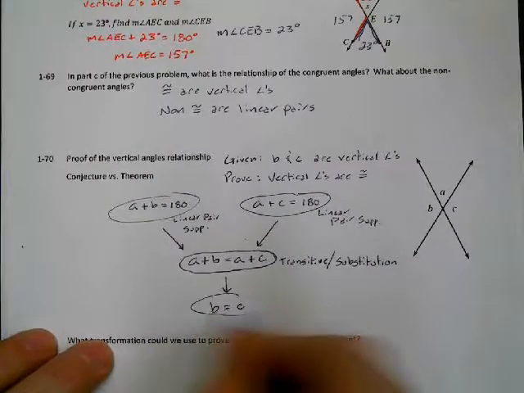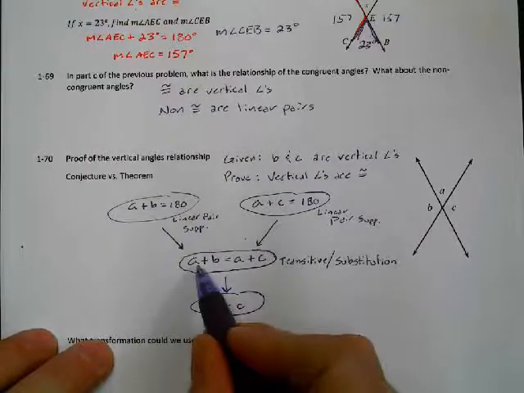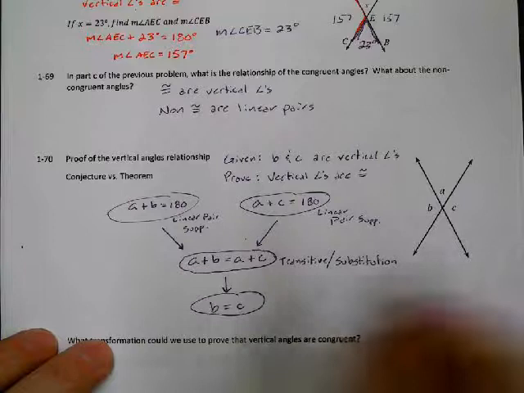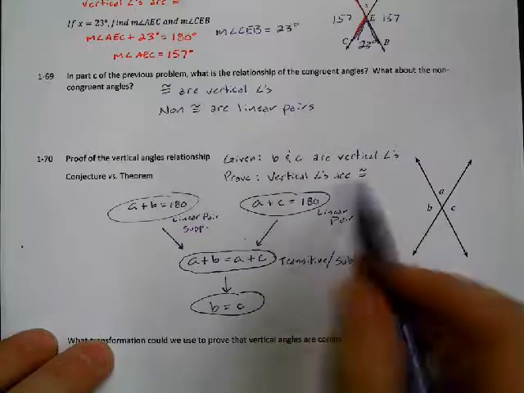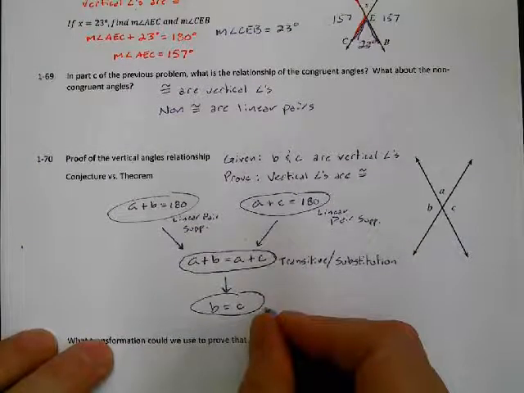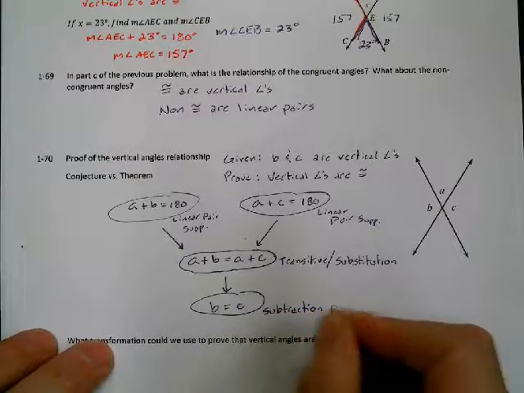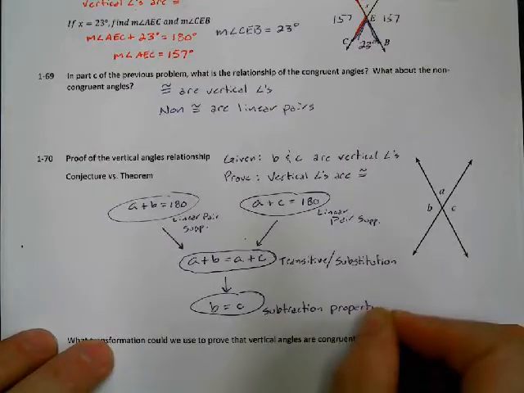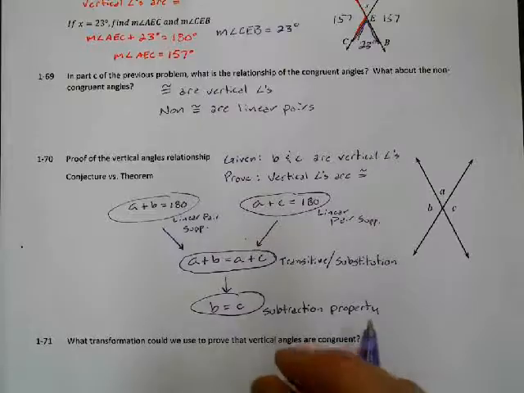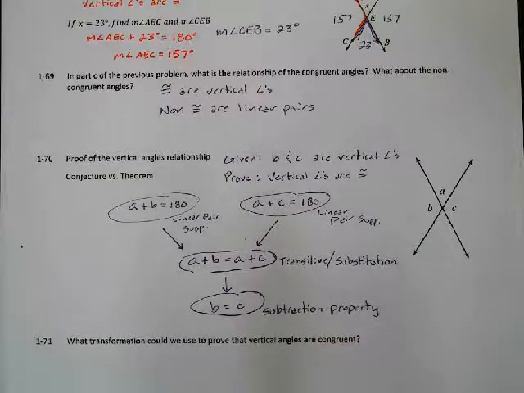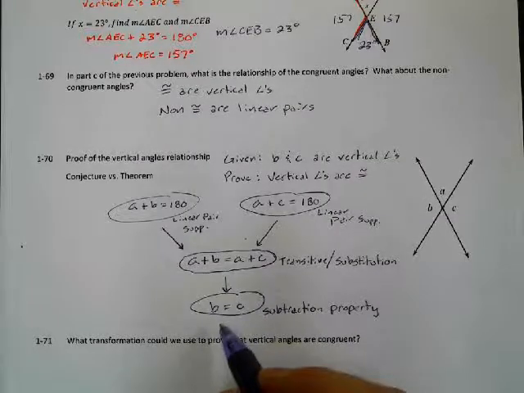How can I say that B is equal to C? I can subtract A from both sides. If I subtract A from both sides, the A's go away, and now I found that B is equal to C. B and C are vertical angles. I've just proven vertical angles are congruent. So I use the subtraction property. And since we didn't use numbers and we used letters instead, this proves that it always works, because I could have started with any numbers, and showing the variables work down here means that any number could have been plugged in, and therefore it has to work all the time.